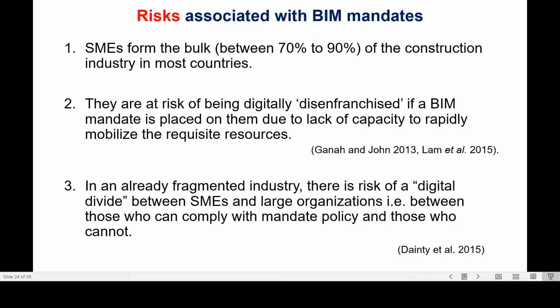We know that the industry is already a fragmented place anyway. And if you allow this digital divide to come into play between the SMEs and the large organizations, there'll be a problem, because you end up widening that gap that already exists even without digital technology. That's always been the gap between what the big companies can do and what the SMEs are capable of doing, in terms of capacity, profitability, and the rest of it. You don't want to bring in a mandate that further pulls them apart. You want to bring them as close together as possible.